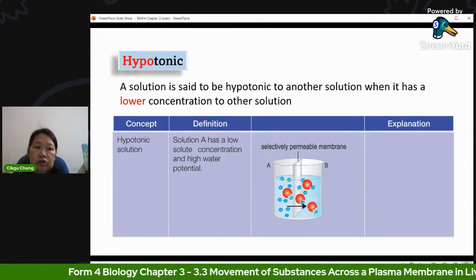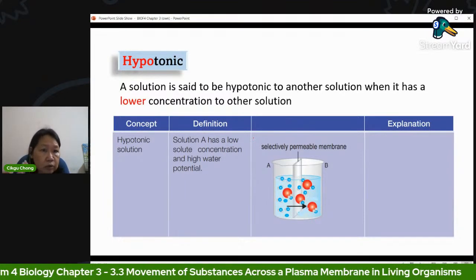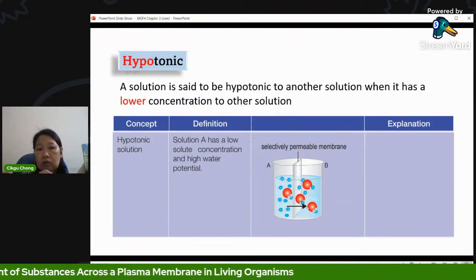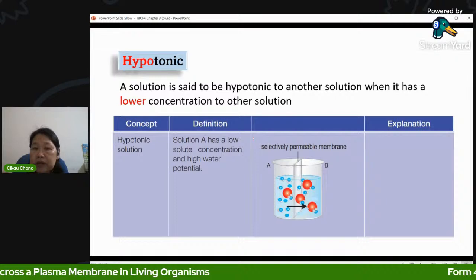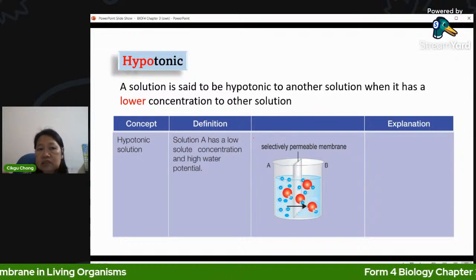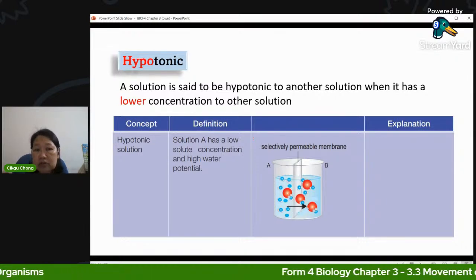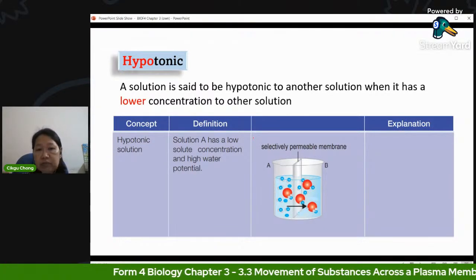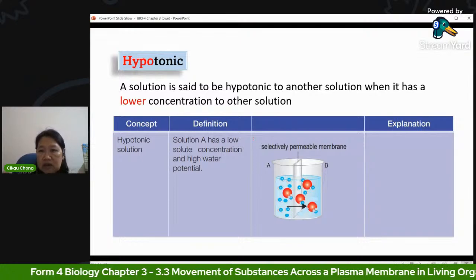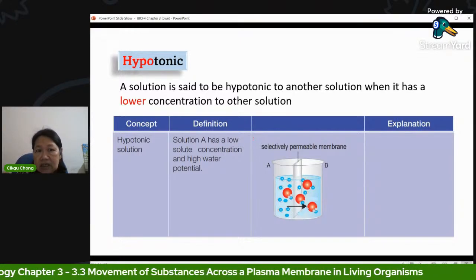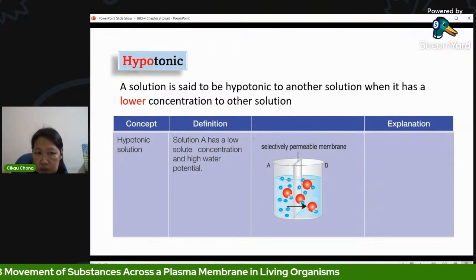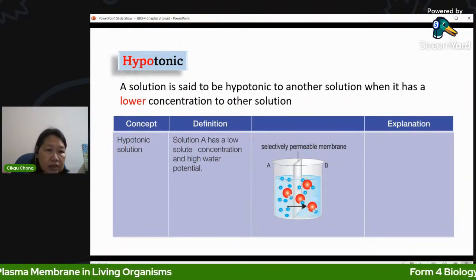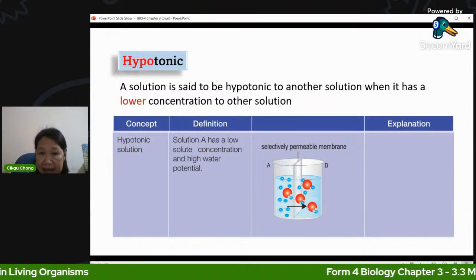Normally we refer to solute. So solution A will have a lower solute concentration, but you see it's got more water. That's why I say higher water potential. Higher water potential means it's got more water. That's what it means by water potential. That means the concentration of water is higher. It will have less solute, one red one, the other side got three. But in terms of water, it will have 10 here.